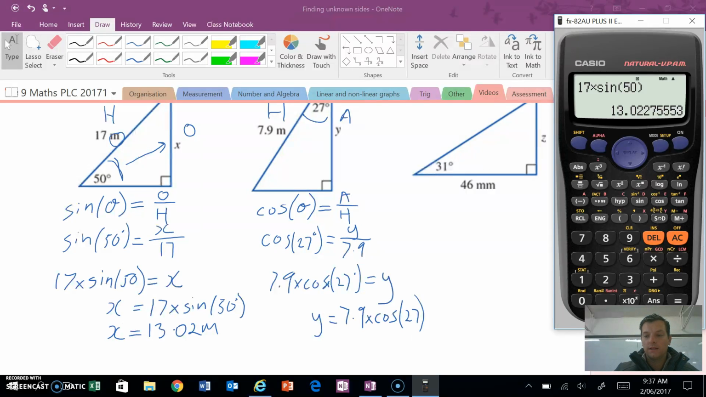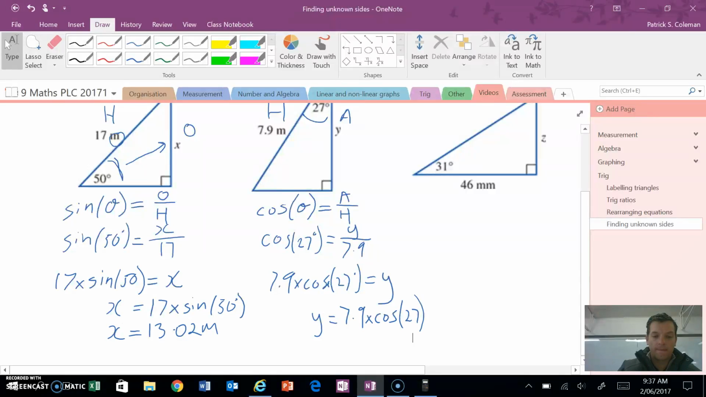So we're going to plug that into the calculator. So again, just straight off the line, 7.9 times by cos, so that's just next to the sine button, 27, close bracket, and rounding to 2 decimal places, we end up with 7.04. So y equals 7.04, and remembering our unit, which is metres.